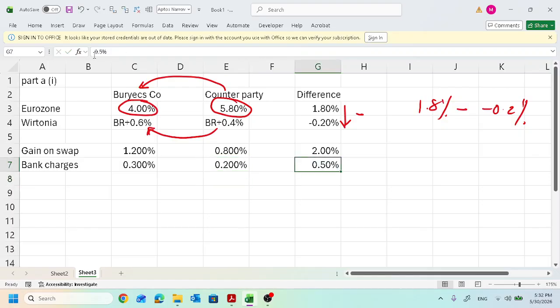I should have put this with a minus sign, because this is a gain. 2% is a gain. This is bank charges. Now I can say the net gain. Net gain on swap. Already minus is there. If you don't put the minus, now you minus it. Since I already put the minus, I'm just adding it.